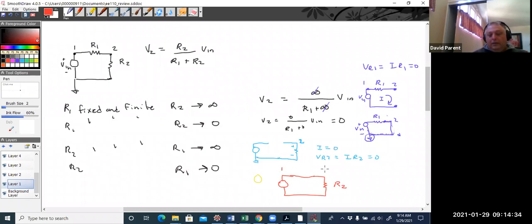And the same thing happens, there's a node 1 and a node 2, and now there is no difference in nodes, right? It's the same node regardless, and it's V in everywhere. And then the current would just be V in, right?